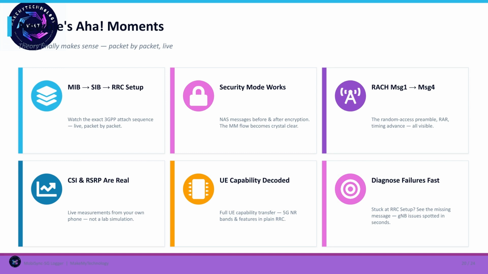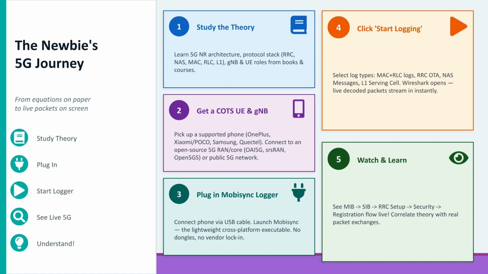These moments cover the MIB to SIB to RRC setup sequence, security mode function, RACH procedure, and real-time CSI and RSRP measurements. The newbie's 5G journey involves studying theory, plugging in hardware, starting the logger, seeing live 5G traffic, and understanding the core concepts. Mobisync helps correlate theory with real packet exchanges.